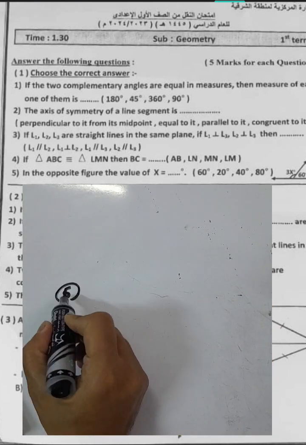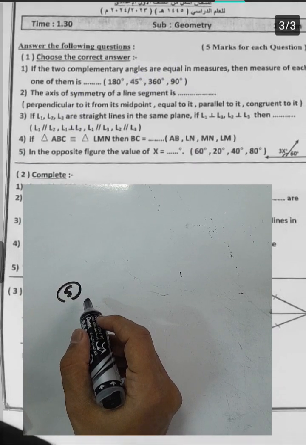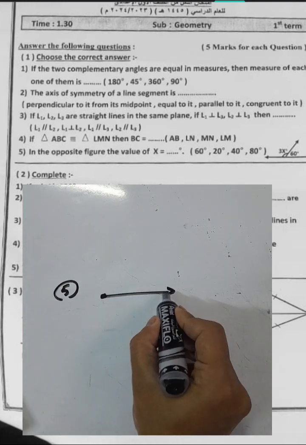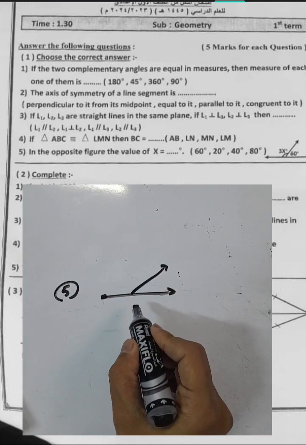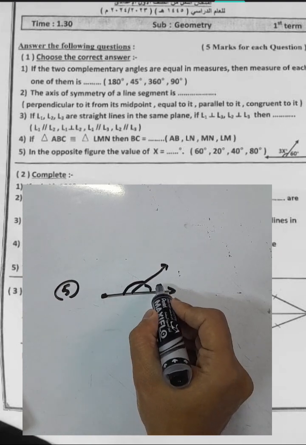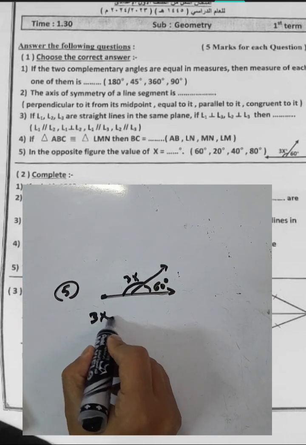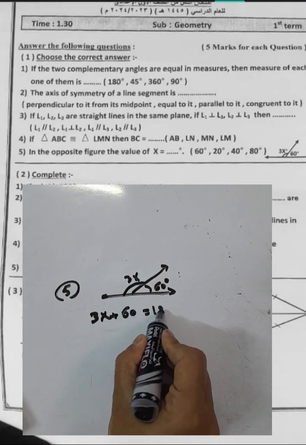Number 5. In the opposite figure, we want to find the value of x. We have a straight line and two supplementary angles, the sum of them equals 180. They give us this angle with a measure of 60 degrees and this angle is 3x. We know 3x plus 60 equals 180.